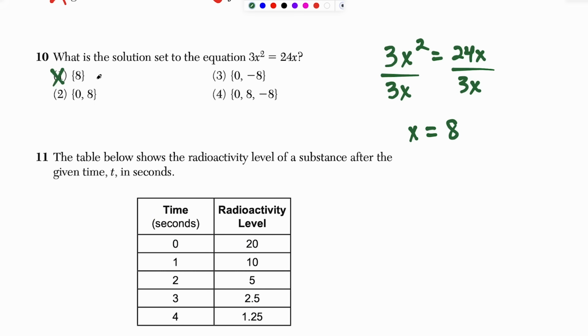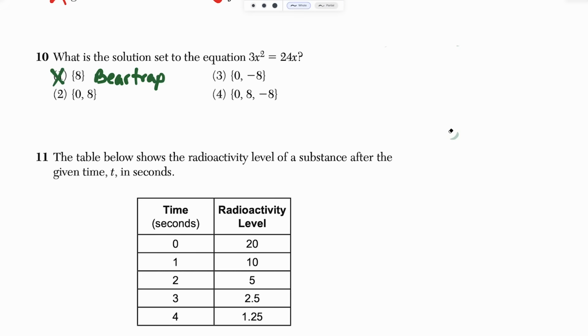But choice 1 is a very dangerous bear trap, okay? When you are solving for x and you have an equation that has a power of 2 or higher, you want to factor to solve, okay? So when I have 3x squared equals 24x, what I want to do is move everything to one side.